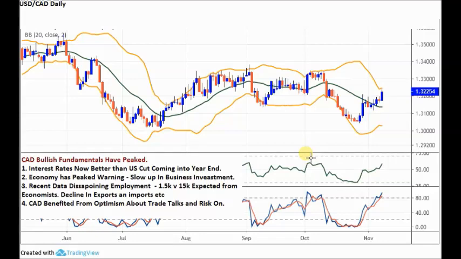Why are the speculators so bullish, but the commercials so bearish? Now, in terms of this, I've just drawn up some points here. The CAD bullish fundamentals have peaked. Yeah, and the speculators aren't seeing this.